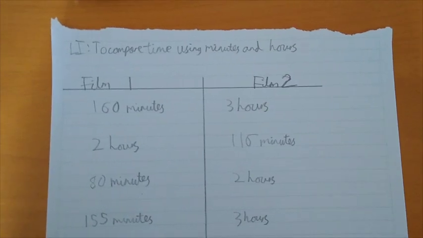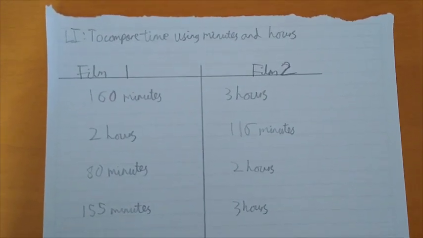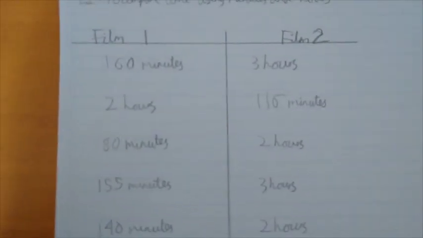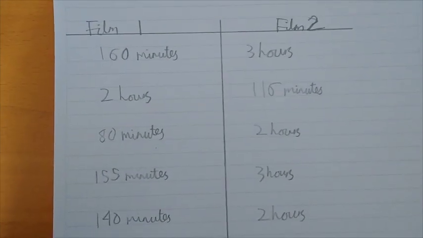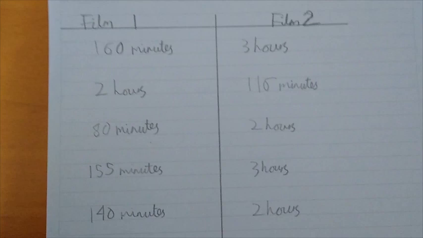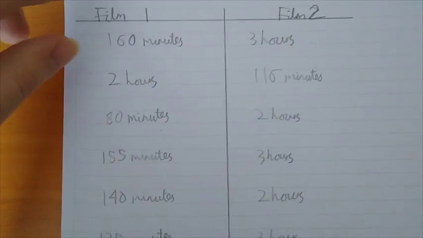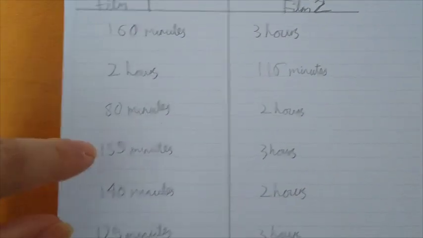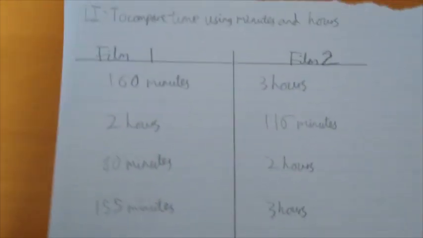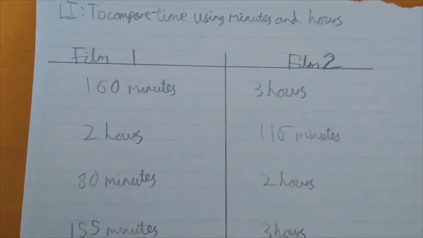So here I've drawn a table. This represents the timings. We're comparing two films showing in these timings. Each individual timing is a row in this table. So I'm going to demonstrate the first comparison.